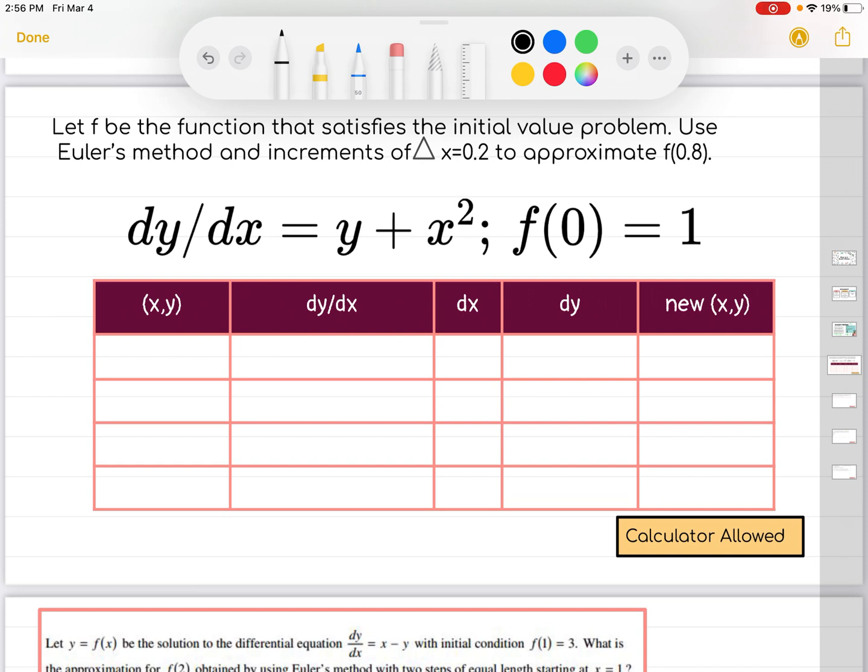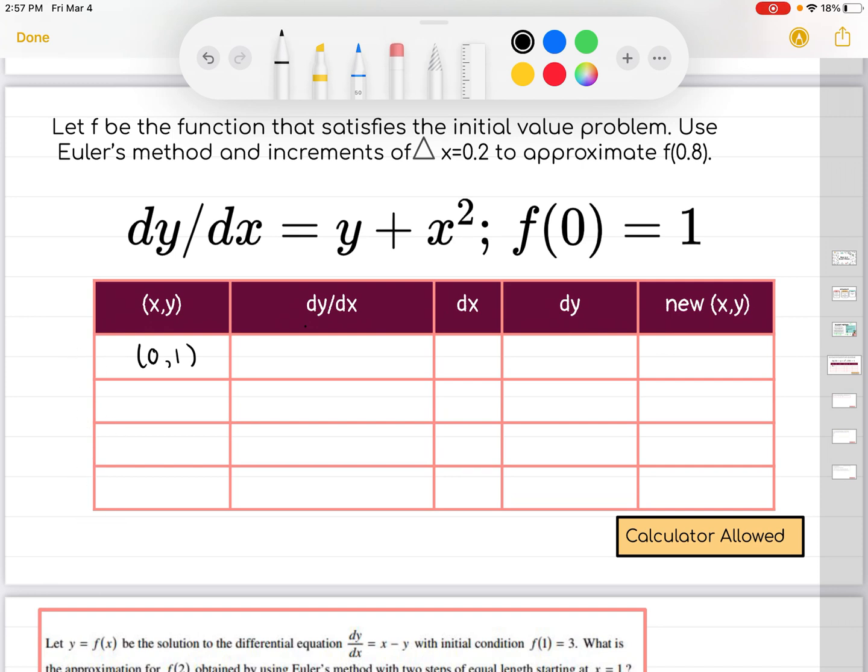I'm always going to start with the point I've been given. So you really do need to be given a point to do Euler's method. So we know the point on our function, 0, 1. So we're just going to start with 0, 1 as our initial point, and then we're going to use these increments of 0.2 to get to 0.8. And this makes sense because basically we're going to change by 0.2 until we get 0.8. So we're going to do the process 4 times to get from 0 to 0.8 because we're moving by 0.2 each time. Okay?